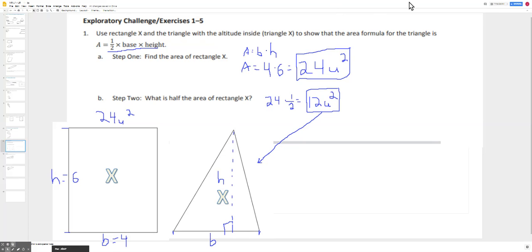We're going to do a couple problems, just review the area of a triangle, and then you'll get started on your assignment.